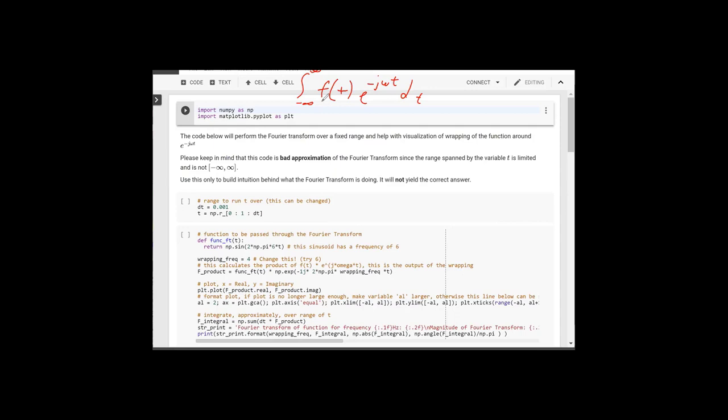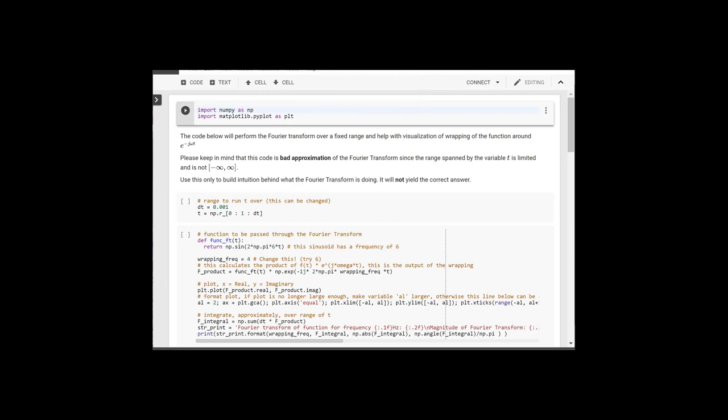So instead, we're going to look at a very fixed range and see if we can understand exactly what this expression of the Fourier transform, the heart of what's going on in the middle here, is doing for some limited dt, and see if we can start to get a sense of what this is talking about.